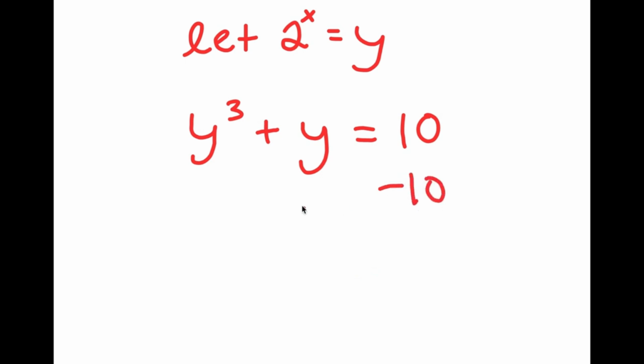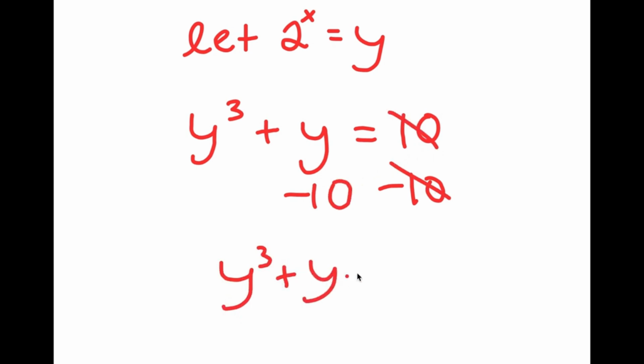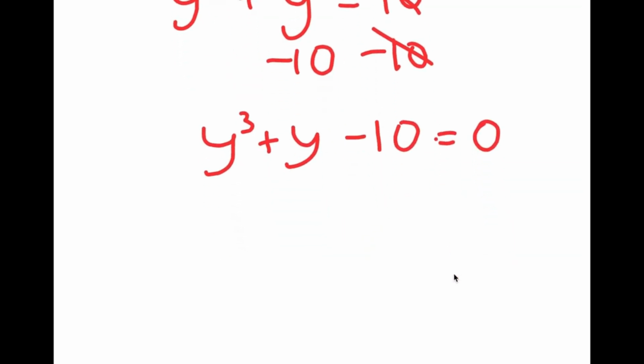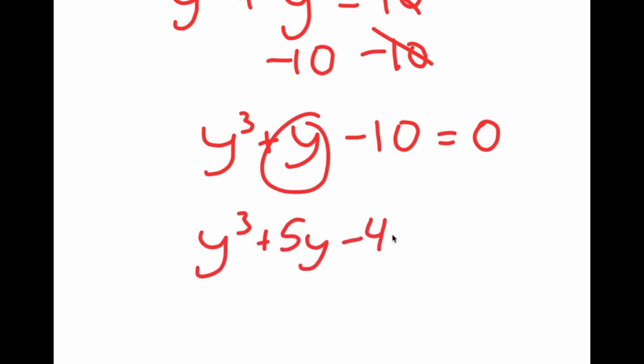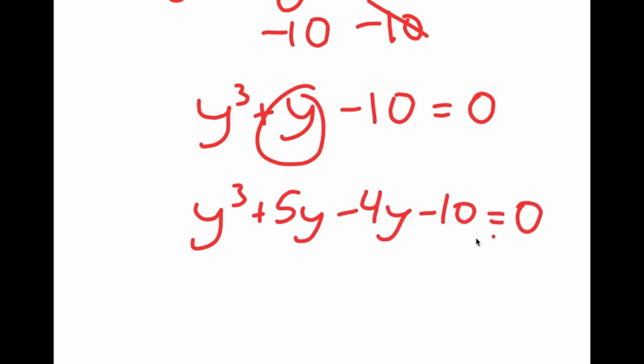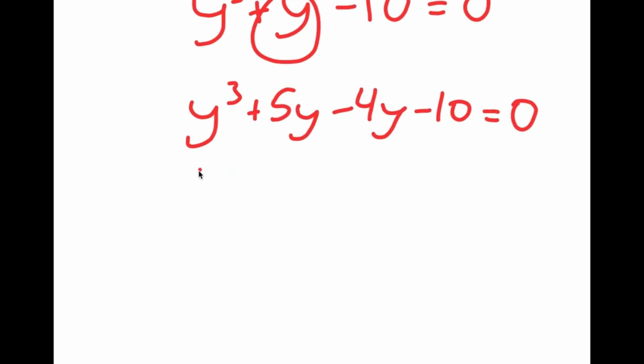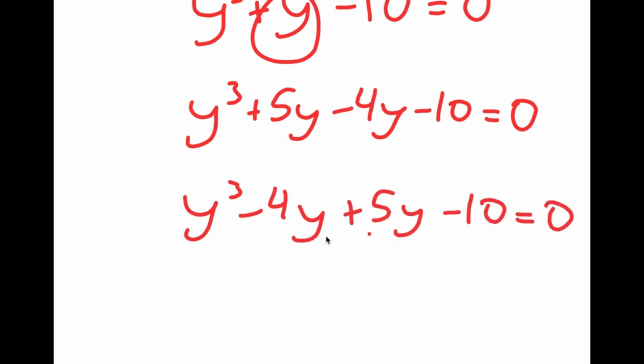Now if I subtract 10 on both sides, I get y to the power of 3 plus y minus 10 is equal to 0. And now the y, I can rewrite this as 5y minus 4y. Now from here, I can factor by grouping. And before I do that, I'm going to switch the order of 5y and 4y. So I now have y to the power of 3 minus 4y plus 5y minus 10 is equal to 0.